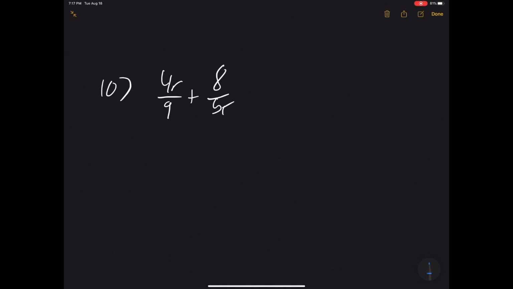Number 10 says to add and simplify these fractions. And in order to do so, I know I need a common denominator. And that common denominator is going to be the least common multiple of 9 and 5r. And if I throw it in the division box, 9 and 5r, I immediately see that I can't pull anything out. So my common denominator is just going to be 9 times 5r, or 45r.